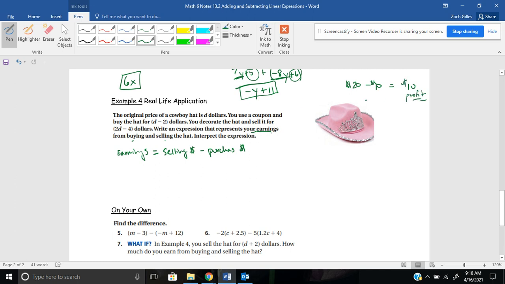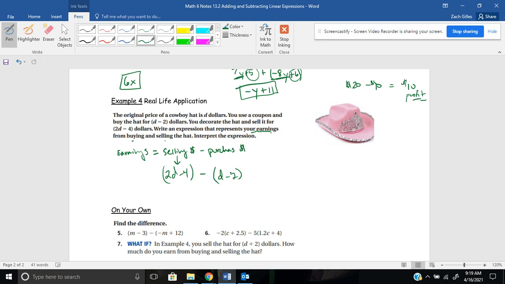Okay. We don't have that situation here. We have a couple of expressions. So let's see if we can figure that out. Do we know the selling price? Well, yeah, it says you decorate the hat and sell it for 2D minus $4. Minus the purchase price, well, we know we bought it for D minus $2. If I were to simplify this, let's see what I arrive at.